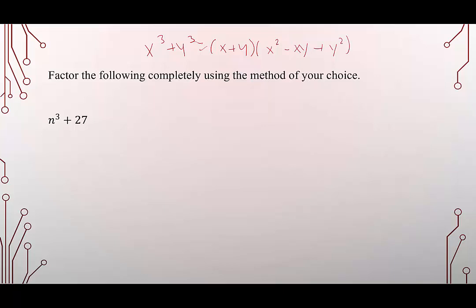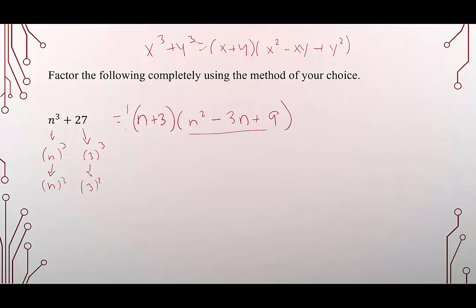So what is the cubed root of n? Well, that would be n. I'm sorry, what is the cubed root of n cubed? That would be n. What is the cubed root of 27? That is 3. So this would factor into root plus root is the first factor, and the second factor is going to be n squared minus n times 3 plus 3 squared, which would be 9.